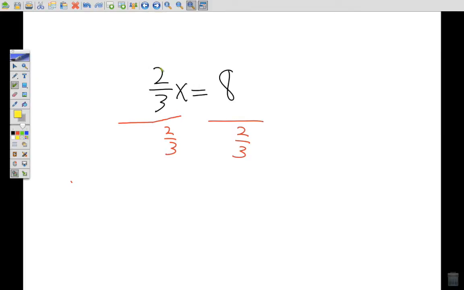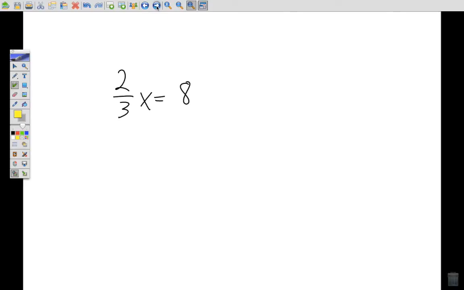With your calculator and the fraction button, this is an easy problem for you to solve. You'd look at this and say anything divided by itself just leaves me 1, so the left side is 1x. And the right side, you'd pick up your good old calculator and say 8 divided by 2/3, and you get your final answer. But for me, I don't always have a calculator with me. So an alternate way of solving this type of problem, when you have a coefficient that's a fraction, I would choose to multiply both sides by the reciprocal.